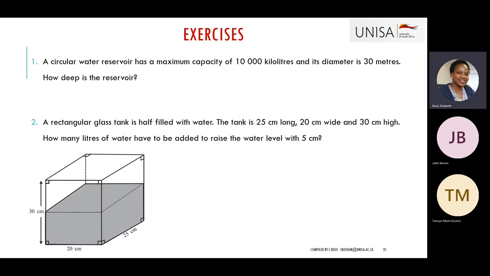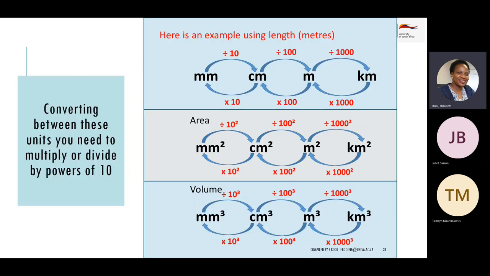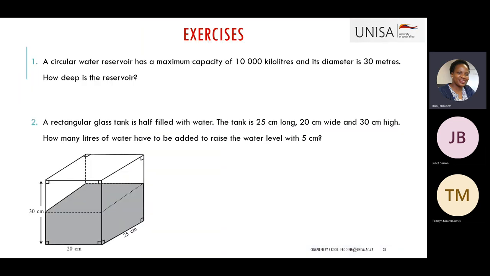Volume is always measured in liters and milliliters. Okay, so let's look at this question. We'll see how far we get, because this is the end of the session. A circular water reservoir has a maximum capacity of 10,000 kiloliters and its diameter is 30 meters. Now, if you look at the two things, they're not in the same units, right? So it means we need to do some conversions.